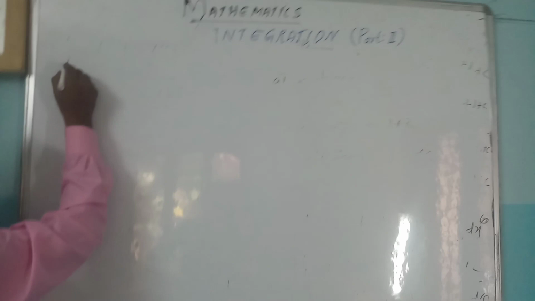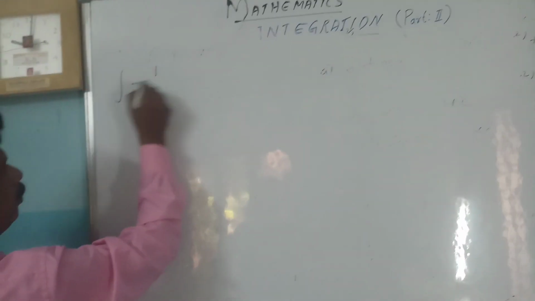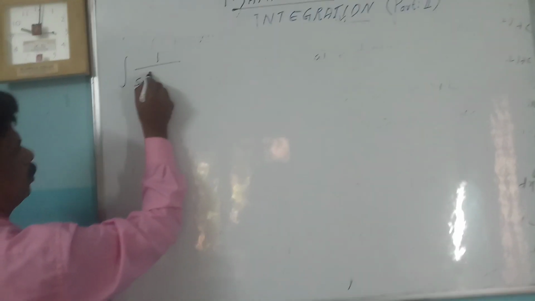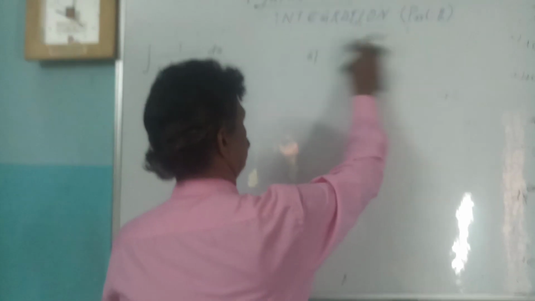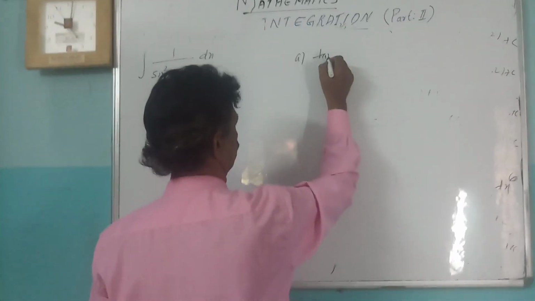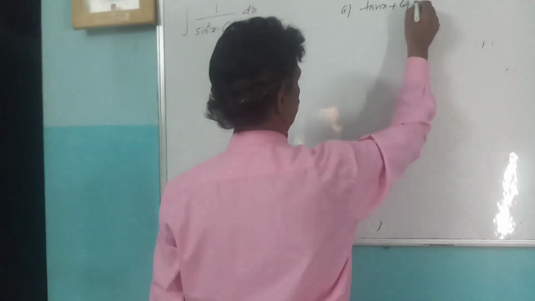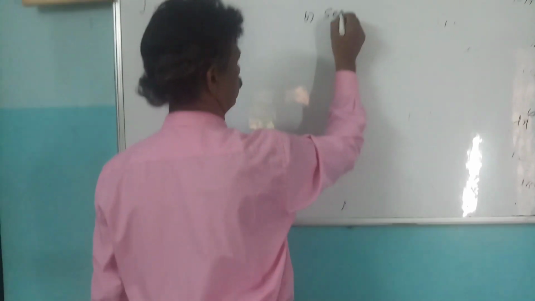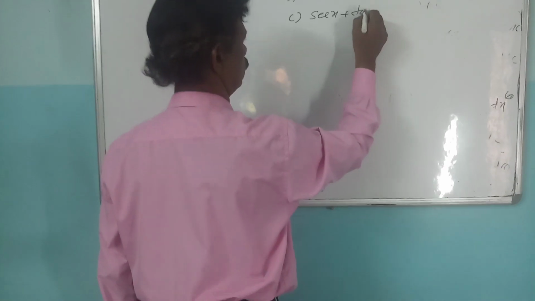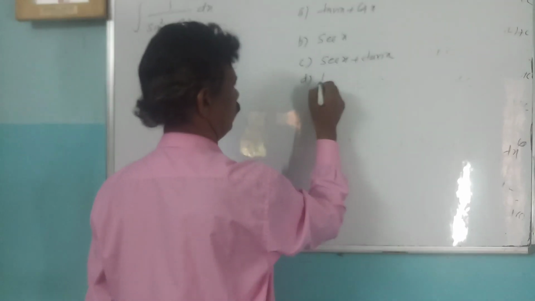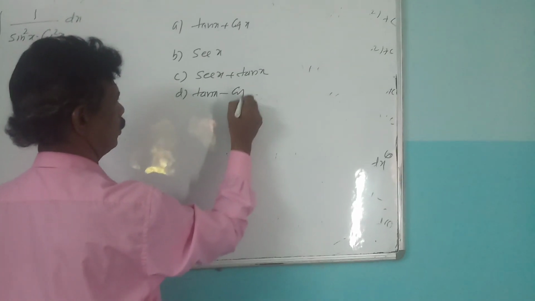Ready. Right, next question. Integral of 1 by sin square x into cos square x dx. What's the choice? First choice: tan x plus cot x. Second choice: sec x. Third choice: sec x plus tan x. The last choice: tan x minus cot x.